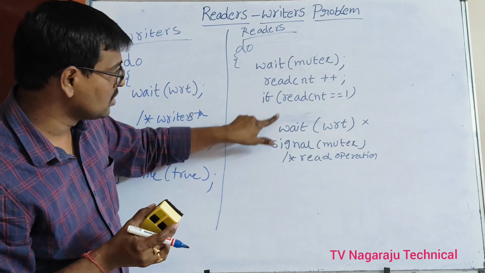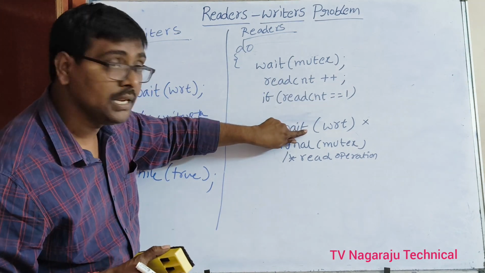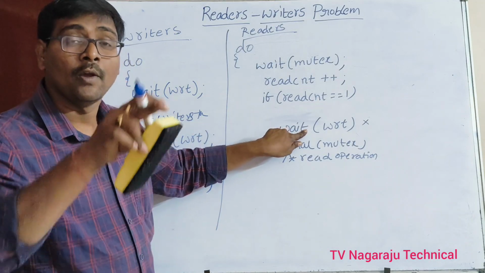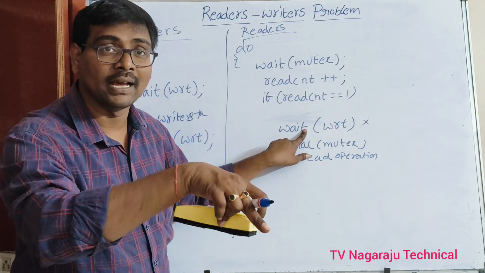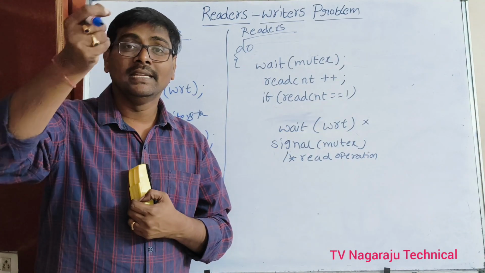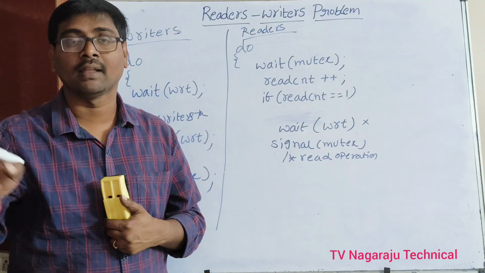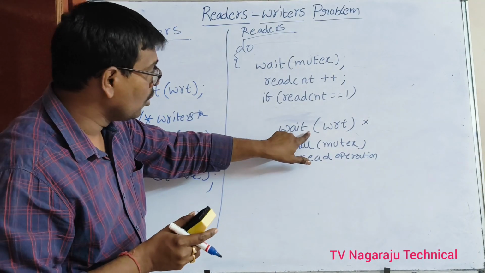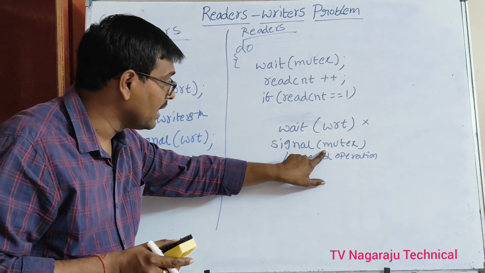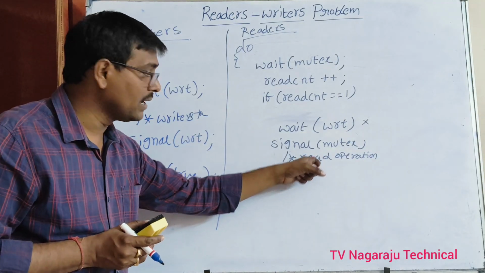If the condition is true, this statement is executed. If the condition fails, this statement is not executed. Why? In the sense he is a reader. If this condition fails, in the sense a reader is already inside the critical section. There is no writer. Already a reader is there. No need to check the condition. Directly release the mutex, and the second reader also enters.